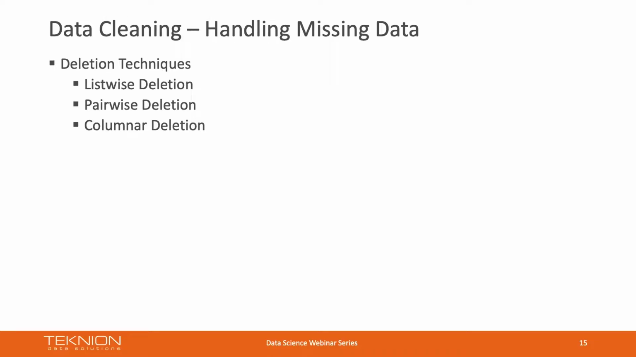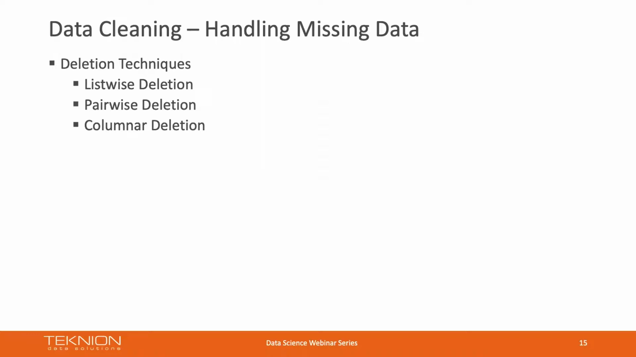And then columnar deletion, this happens frequently when you have a variable that has a ton of missingness in it. So we just generally decide, okay, for everybody, we're going to get rid of all of their scores.